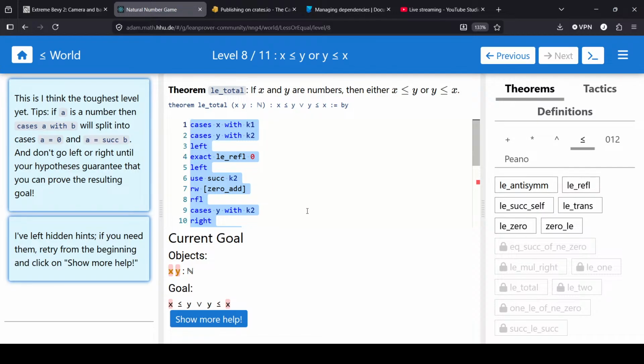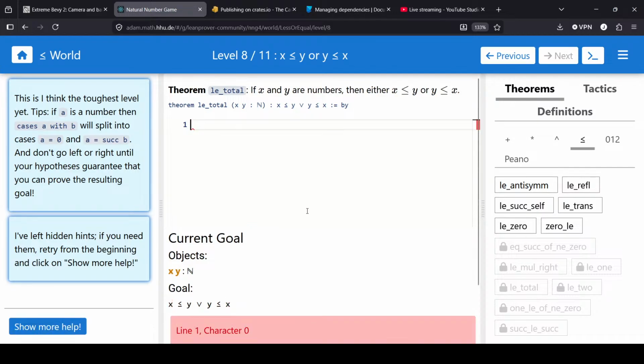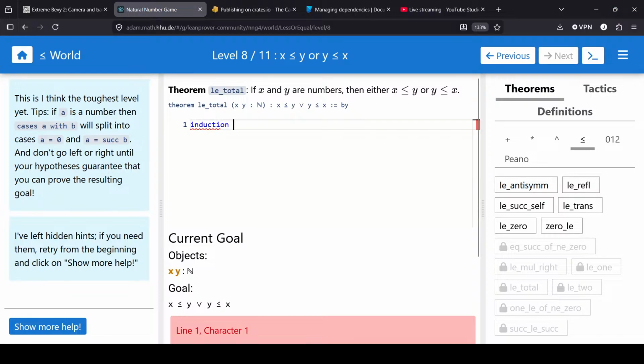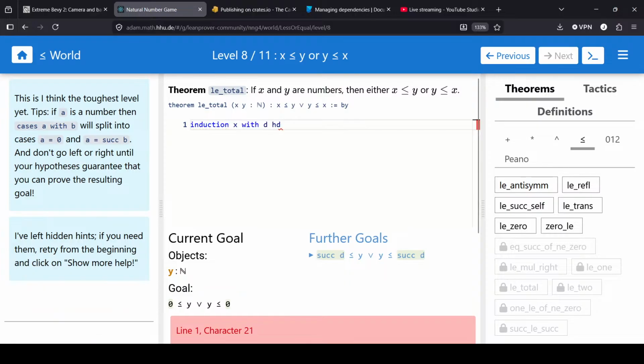Show more help. I feel like I might be going the wrong way.